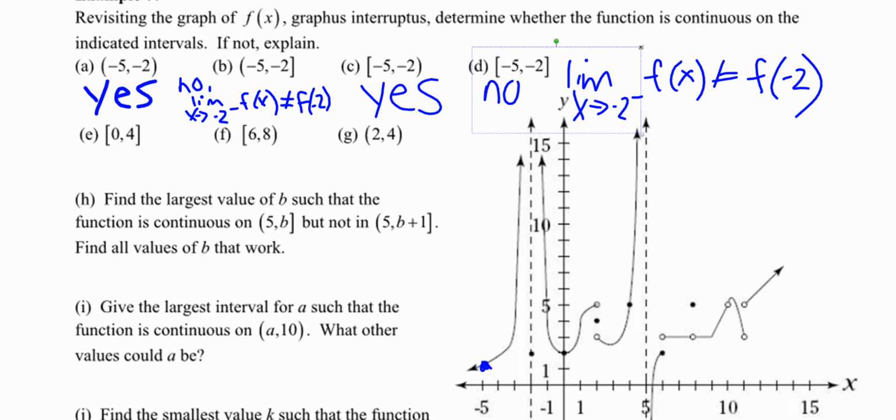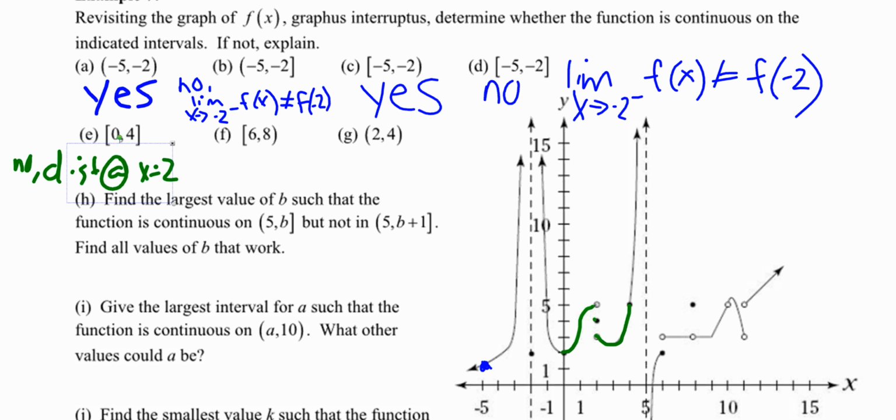All right, let's look at a couple of different places. 0 to 4. 0 all the way to 4. No, it's not continuous at all because it's discontinuous. We'll say no, it's discontinuous at x equals 2.